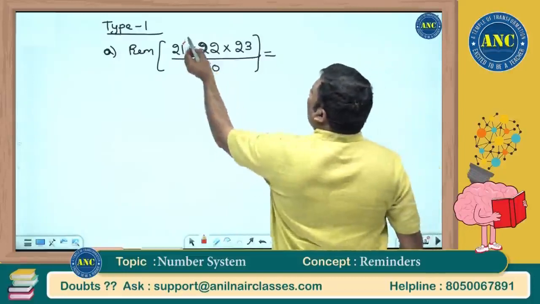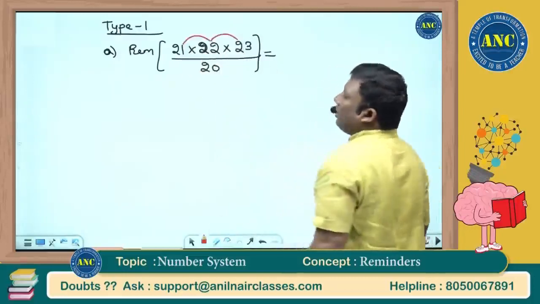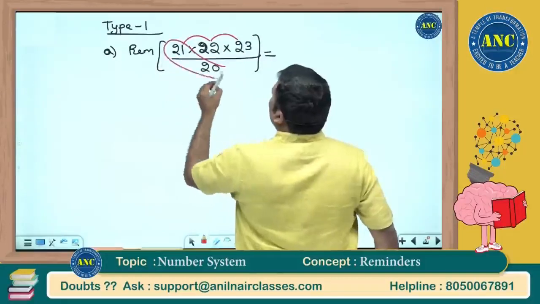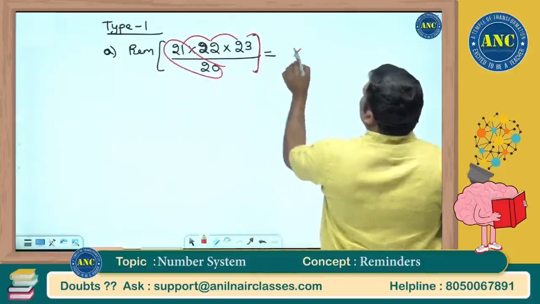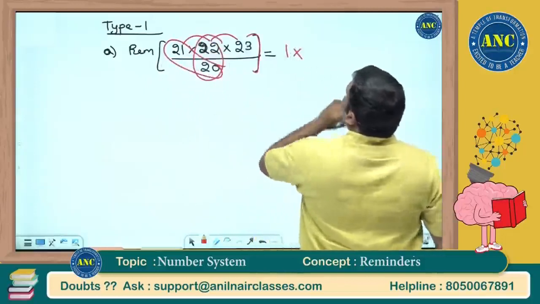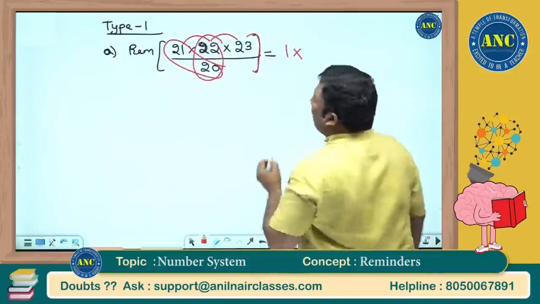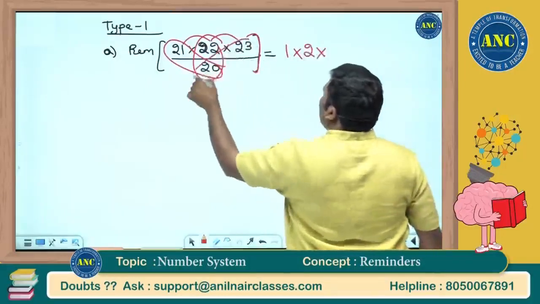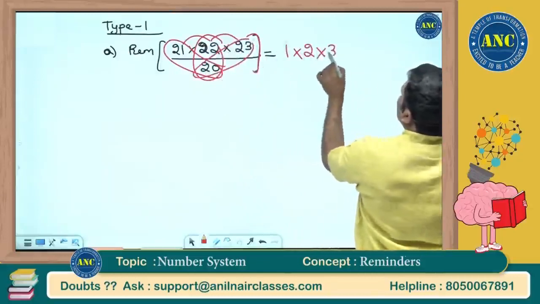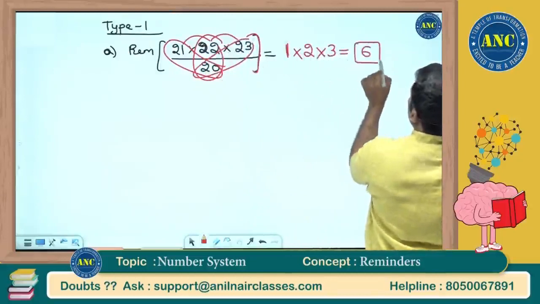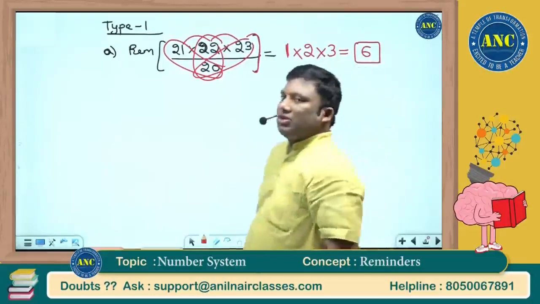Instead of doing all these multiplications and then dividing, do it individually. 21 divided by 20, remaining is 1. 22 divided by 20, the leftover, which is the remainder, is 2. 23 divided by 20, the leftover is 3. 1 into 2 into 3, the answer for this question is 6.